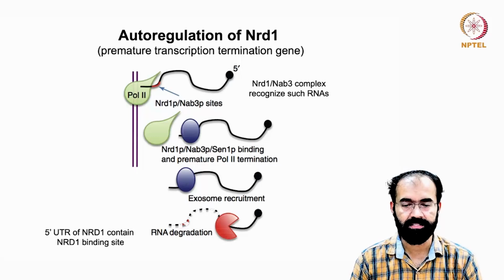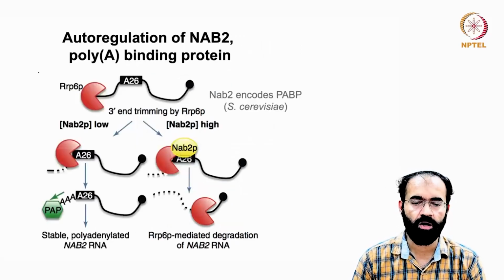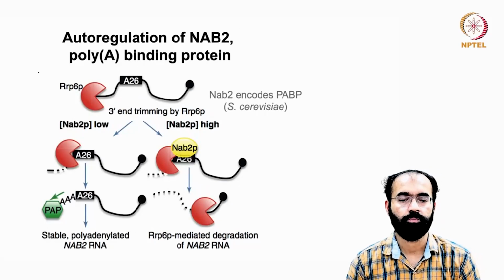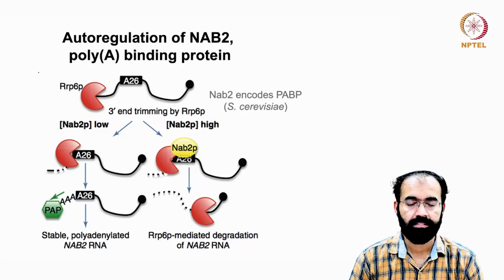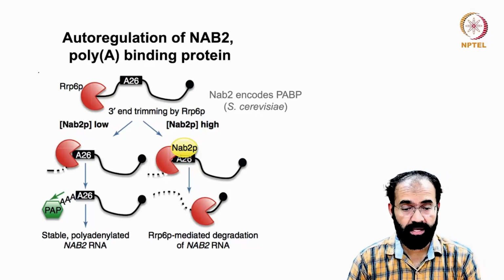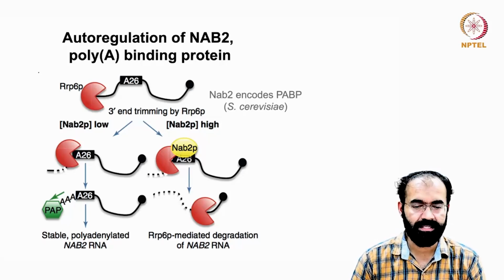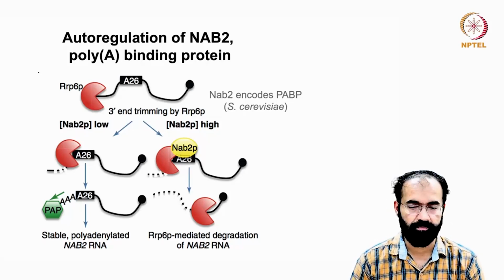How are they binding onto the sequence of their own RNA and how is it influencing the stability, etc.? So let us see another example, the autoregulation of NAB2 and the poly A binding protein. So let us see how it is working.